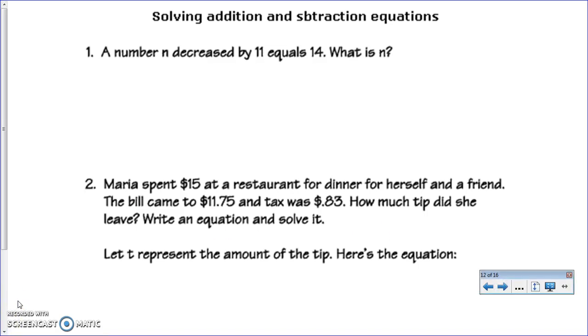Solving addition and subtraction equations. A number n decreased by 11 equals 14. What is n? So first thing we need to do is write out n - 11 = 14.